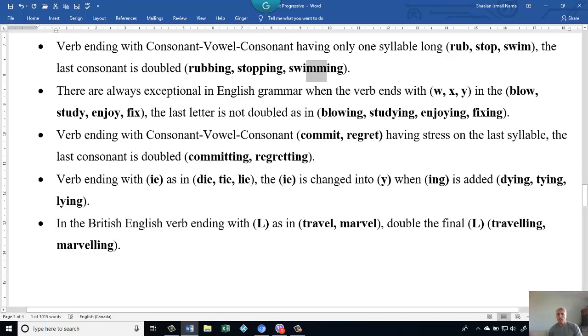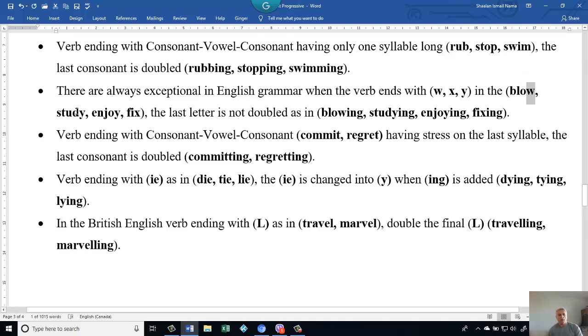And then, like verb, we have blow, then we have study, then enjoy, then fix. The last letter is not doubled as in blowing, because here we said it before, if our verb ended by consonant, vowel, consonant, we said in English, they are exceptional. Exactly the same thing here.